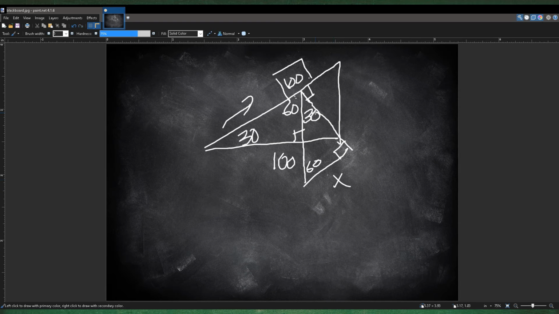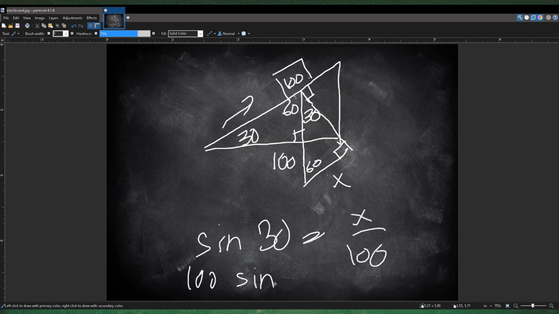So we use trig. So this is sine, right? So you put sine of 30 equal to x over 100. So 100 times sine of 30, which is 1/2, so 100 times 1/2 is 50. So we need a 50-pound force to keep the box still here so it won't fall down. That's basically the general idea of how force works for a ramp.